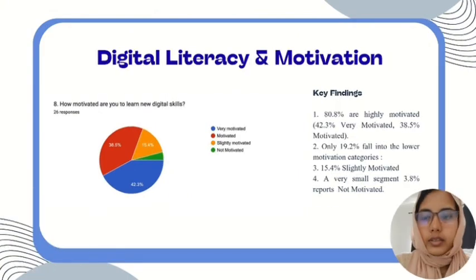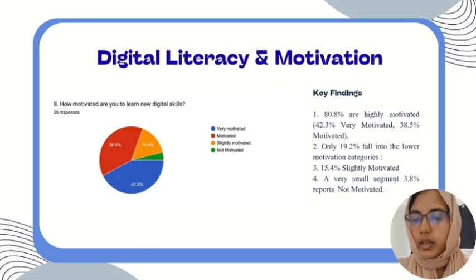Let's look at the participants' motivation to learn digital skills. These findings here are excellent. 80.8% of the respondents are highly motivated, and this confirms a powerful desire to acquire new digital skills. And 15.4% are slightly motivated. A small segment, 3.8%, reported not being motivated. That means training programs can be built to support this small low-motivation group.